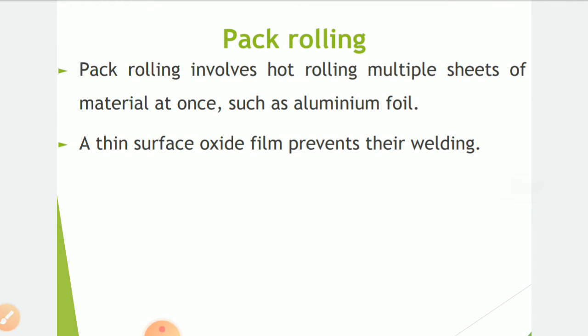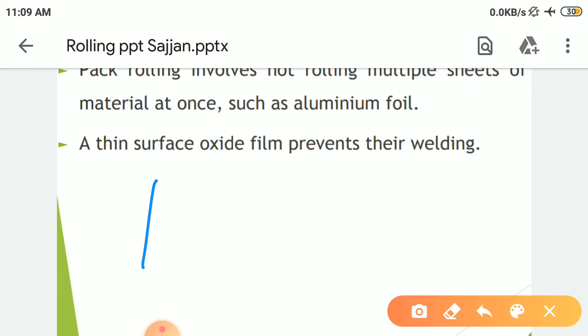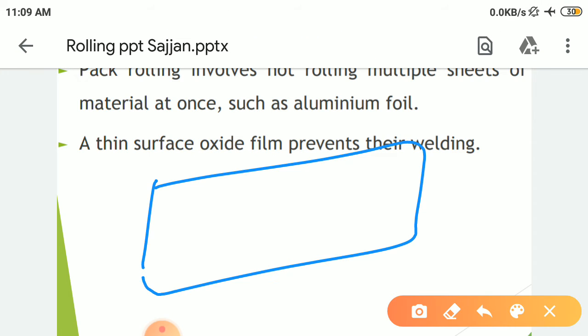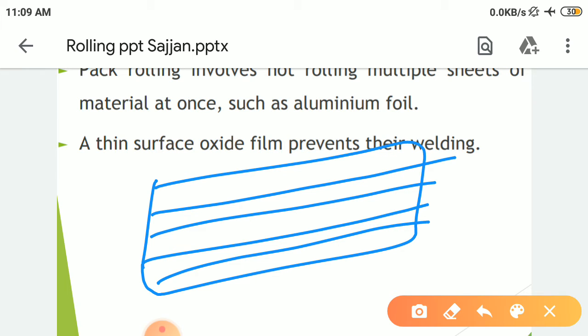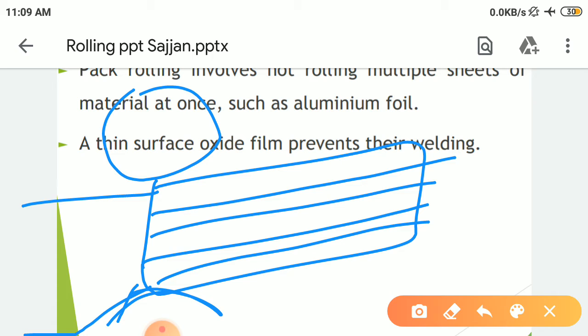Now what is pack rolling? It involves hot rolling of multiple sheets. What happens here, suppose we are having some different layers of sheets. Now we will roll these layers of sheets between the rollers.